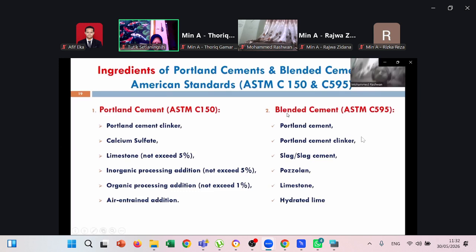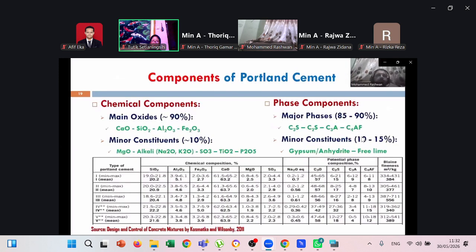While blended cement, as its name implies, is composed mainly of Portland cement clinker, slag cement, Portland limestone, and hydrated lime in different proportions. These components are in different, not specified, proportions, but with one condition: that they achieve the physico-mechanical requirements we mentioned before.